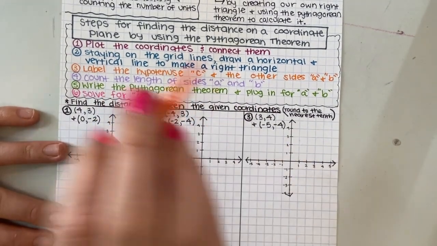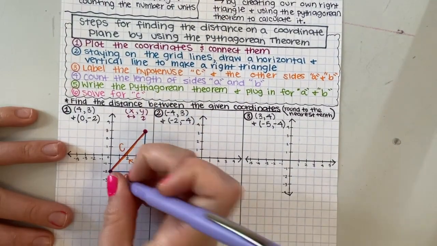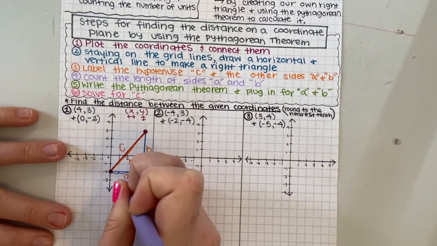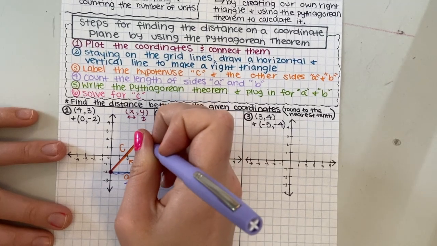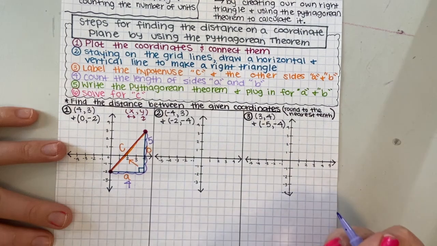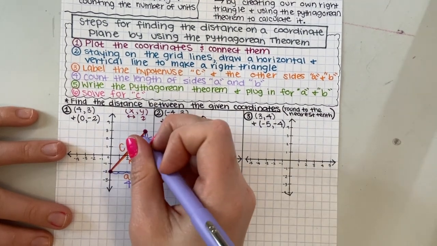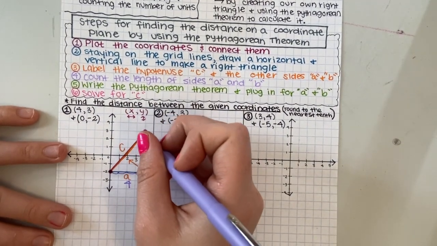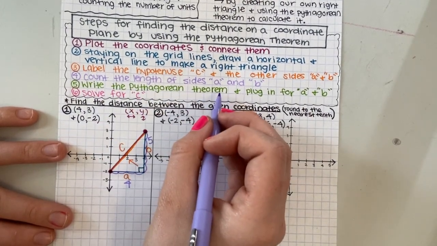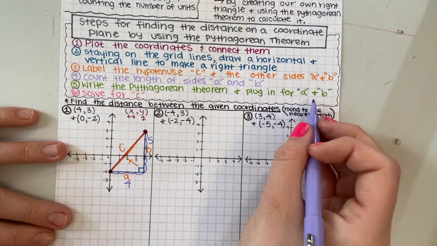Count the length of sides A and B. So A is pretty easy to find. We're just going to count and we have 4 units. B, we're just going to count as well and we have 5 units. C, I can't count because it's diagonal, so we're going to solve for it. So we're going to write out the Pythagorean theorem and plug in for A and B.